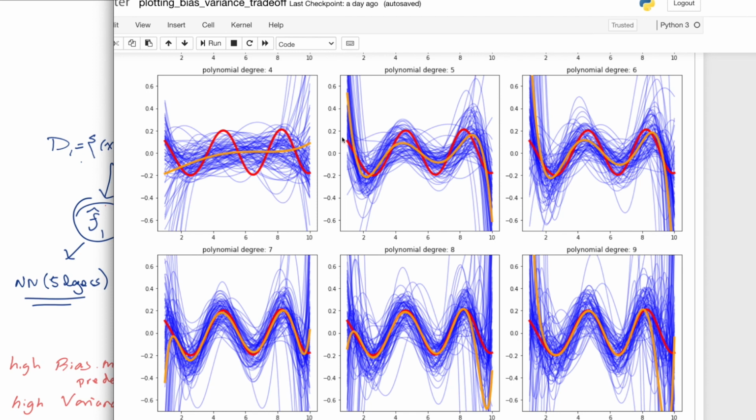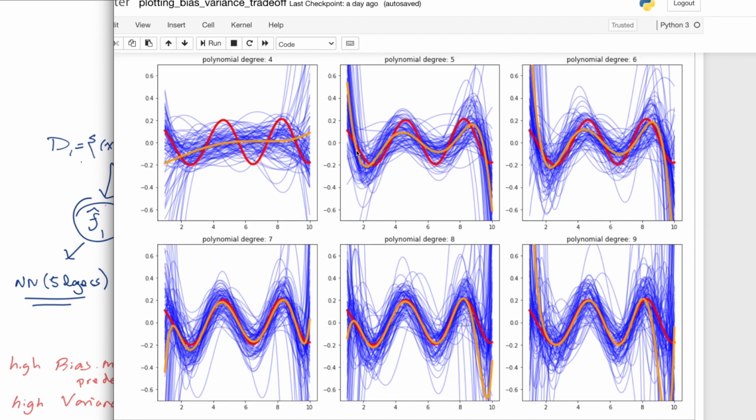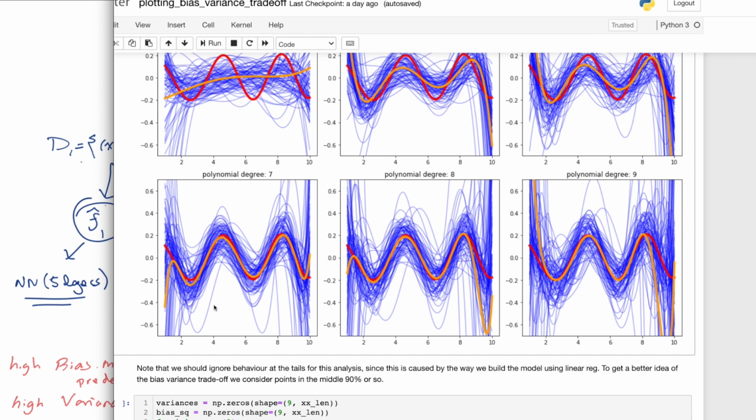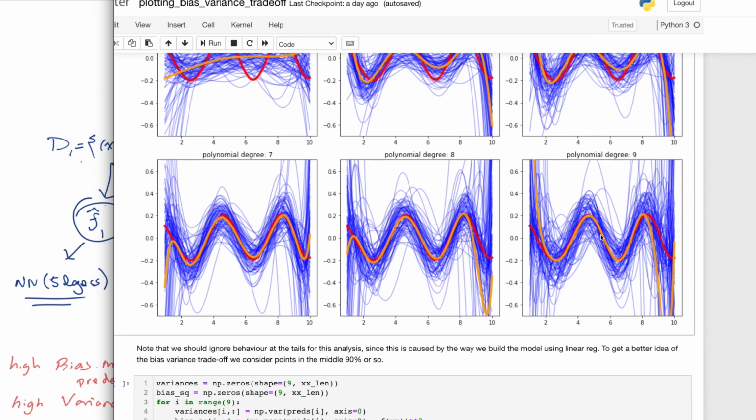So this is just something bad about the actual model I'm using. But I don't want to get into that. Just look at the inside 90%. So maybe from the 0.1 to the 0.9, look at the performance of these models. And so you can see that as I increase the complexity to degree 9, I'm getting almost perfect matching of the truth, right? So the bias is going to be almost 0 for this polynomial of degree 9.